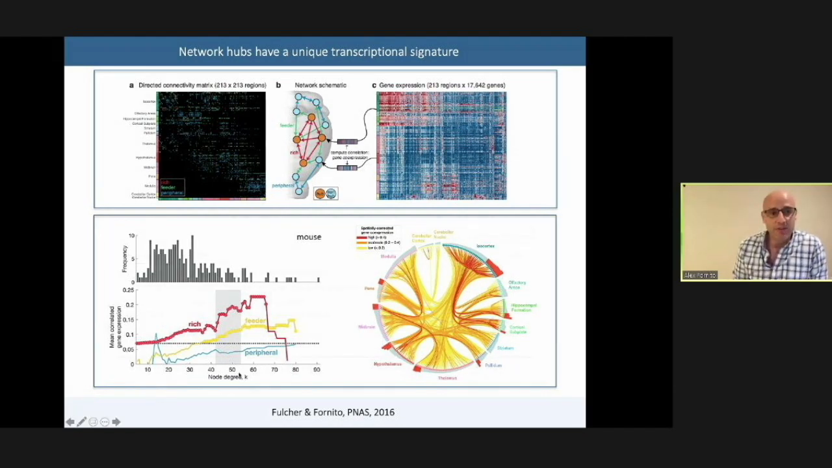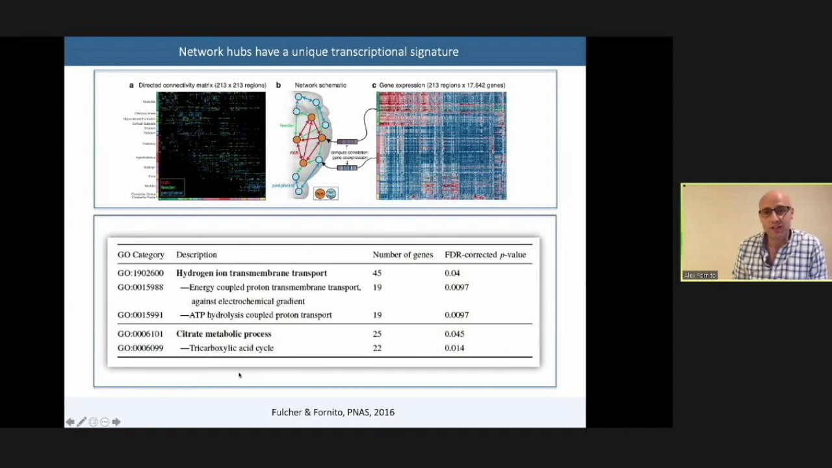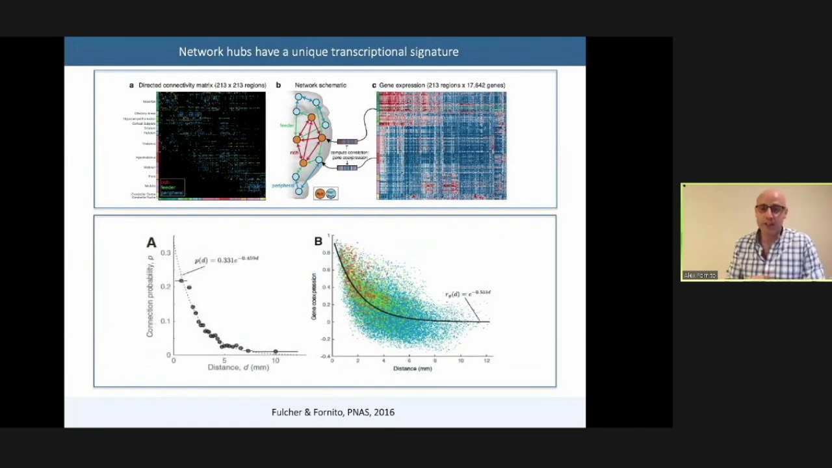And when we do that, we find evidence for significant enrichment of 5 gene ontology categories that are related to the synthesis and breakdown of ATP. So in this very data-driven way, we've been able to pull out this molecular signature of the high metabolic demand of hub regions.